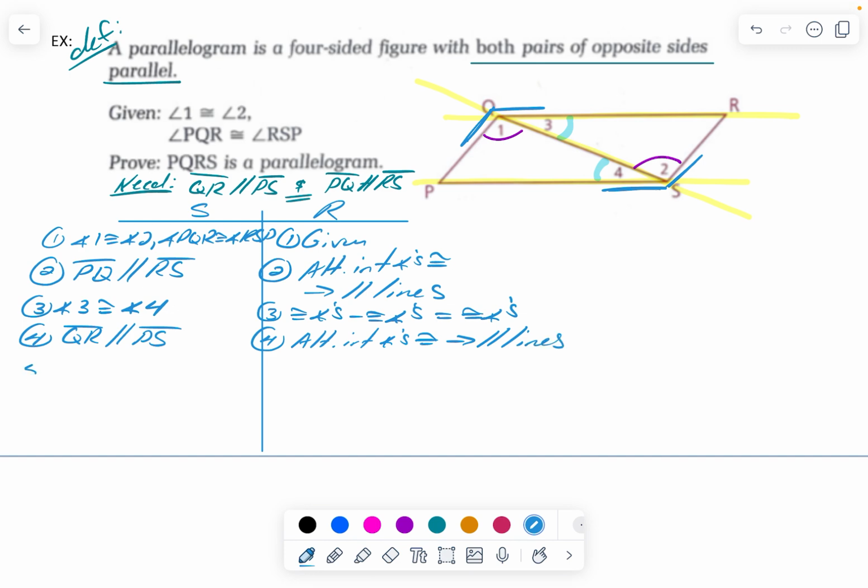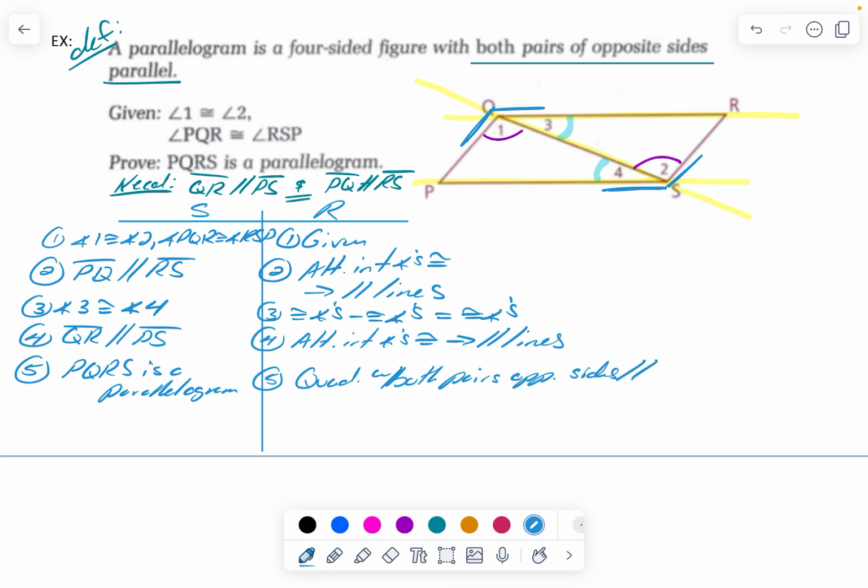And so finally, now we can say that PQRS is a parallelogram, and that's by definition. We have a quadrilateral with both pairs of opposite sides parallel, then it's a parallelogram.